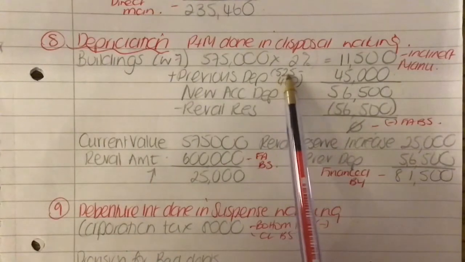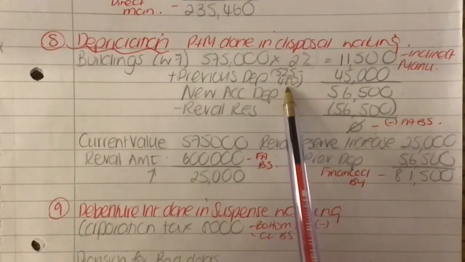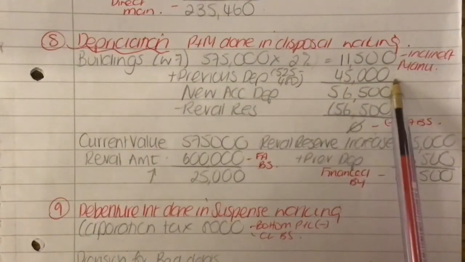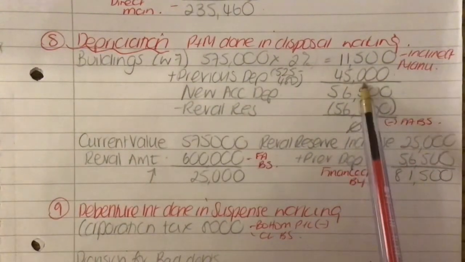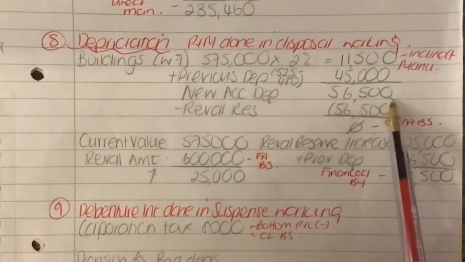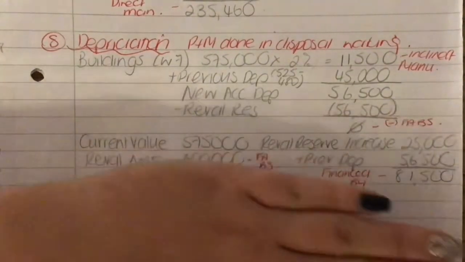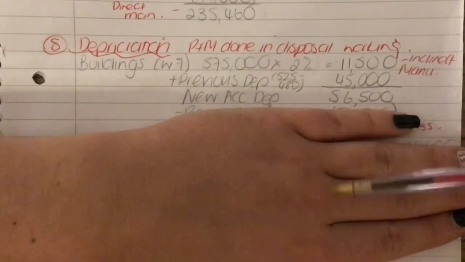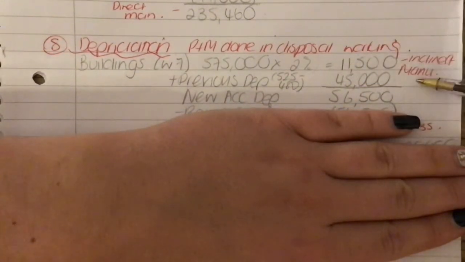So the buildings cost is 525. They're now only worth 480. So the previous depreciation is €45,000. You add those two together, and that gives you a new accumulated depreciation of €56,500. Okay, and that's where you should do this part first. So always do this part first. Don't worry about the rest of it. That's your depreciation part.